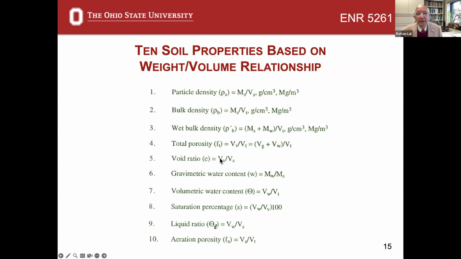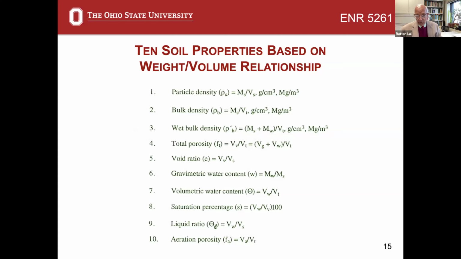Therefore, in general, the porosity value is higher than the E value, because the V sub t denominator is larger than V sub s, which is smaller. So understand the difference. Here we were dividing by V sub t and V sub s. Here we are dividing also by V sub t, but there we had a mass, and here we have volume of voids and solids.